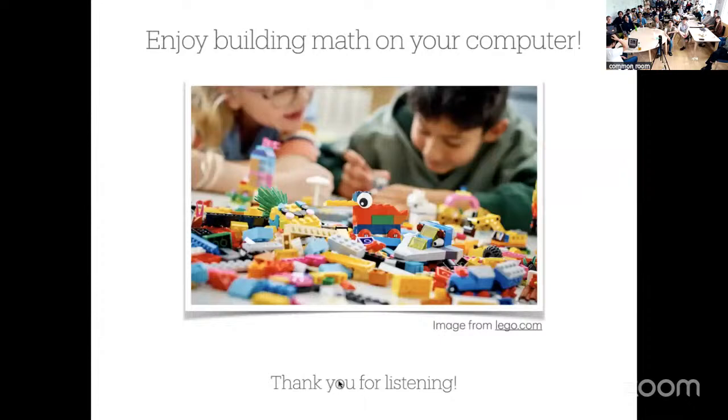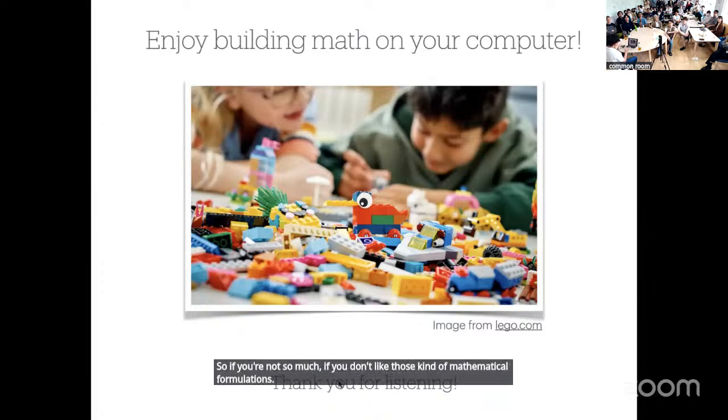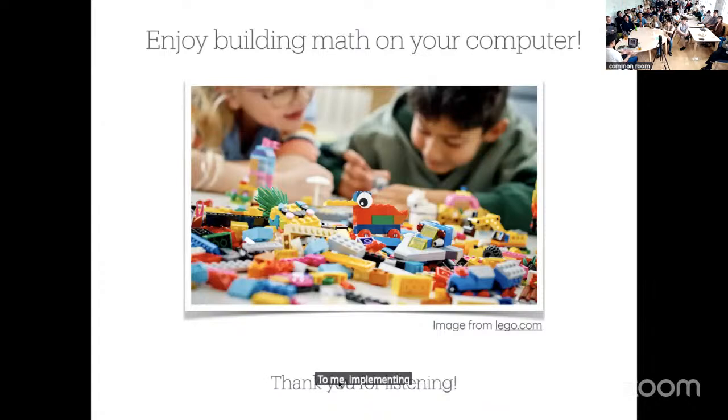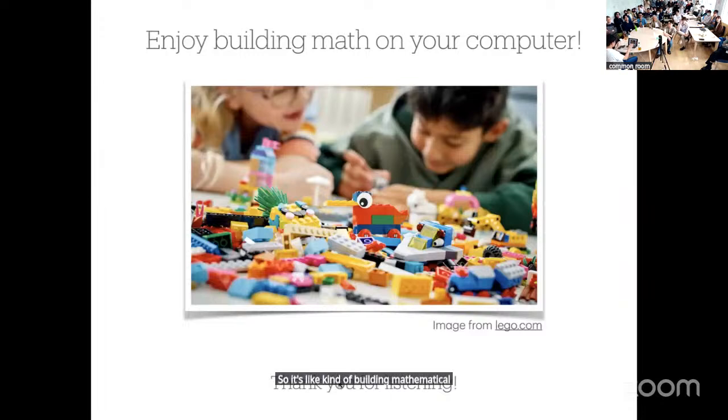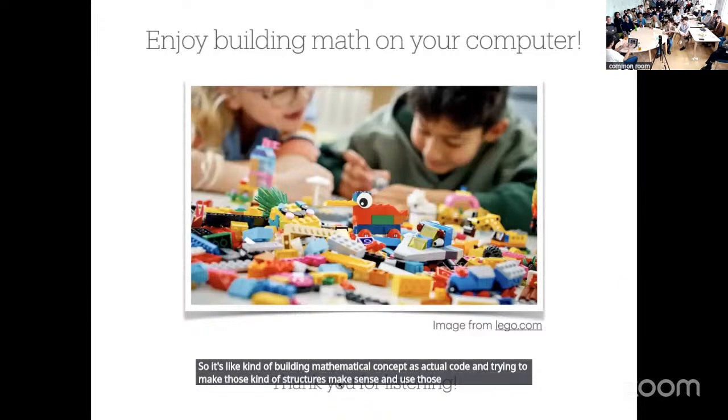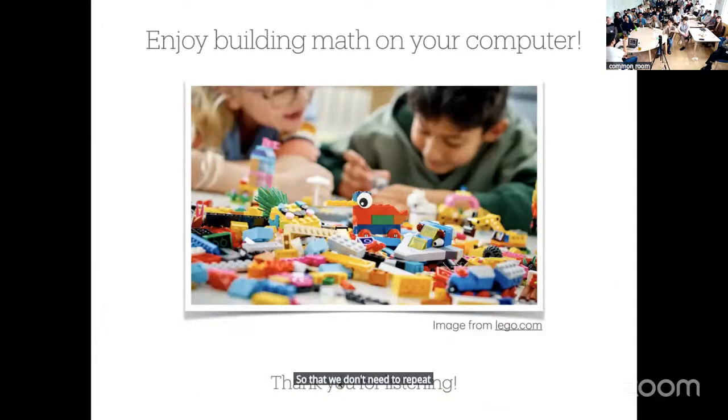If you don't like those kinds of mathematical formulations, to me, implementing those mathematical concepts in programming is like building Legos. When I was a kid, I very much liked playing with Legos, and my kids also love playing with Legos. So it's like building mathematical concepts as actual code, making those structures make sense, and using them to do nice computations, so that we don't need to repeat those concrete implementations every time, and we get these nice abstract properties for free for actual types.